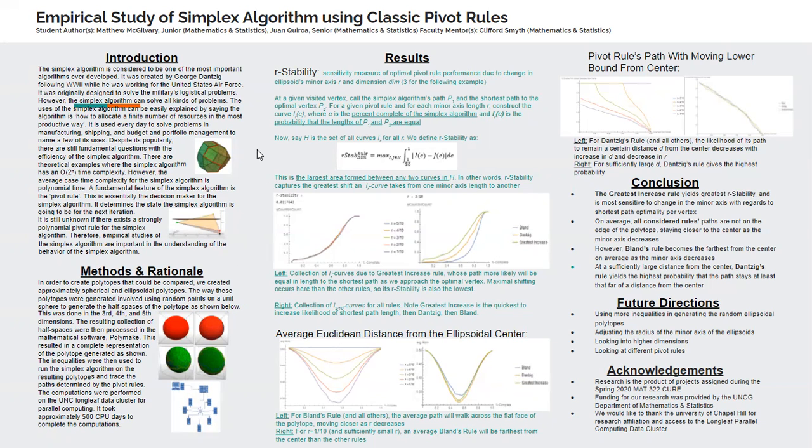Now, say H is the set of all curves I_R, for all R. We define R stability as the following formula, but you could just take it as the largest area formed between any two curves in H. In other words, R stability captures the greatest shift an I_R curve takes from one minor axis length to another.